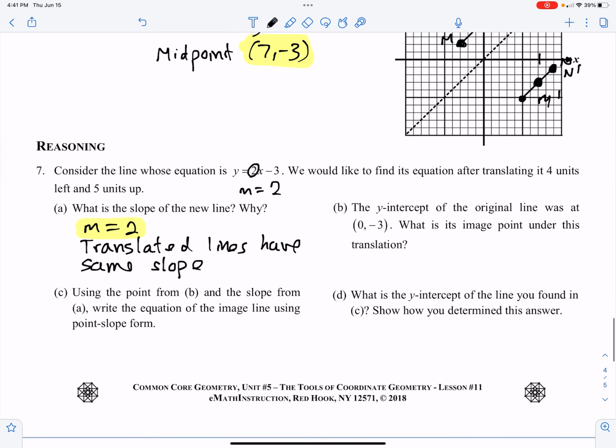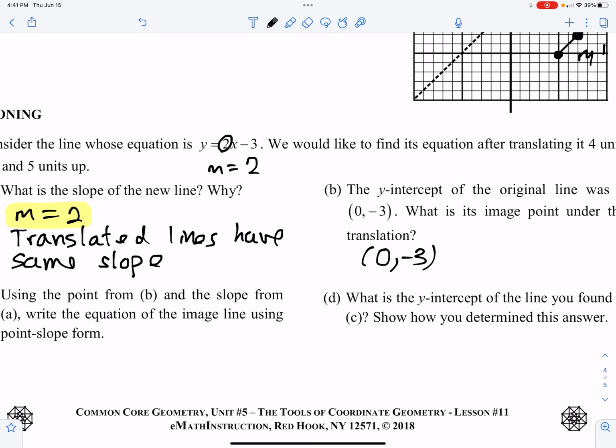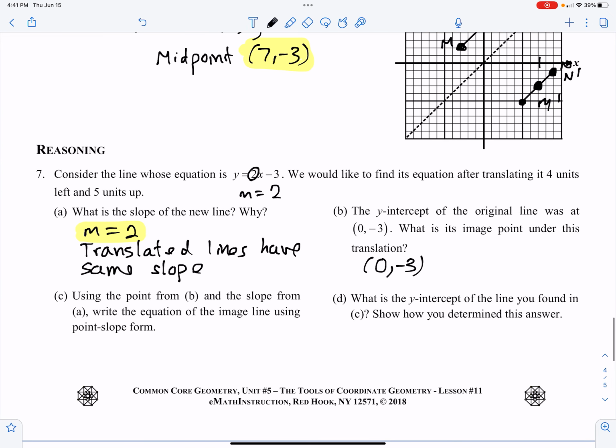So we were at 0, -3. Okay, you think about what we did. We translated it 4 units to the left and then 5 units up. So 4 units to the left of that would be -4, and 5 units up would be 5 more than -3, or +2.